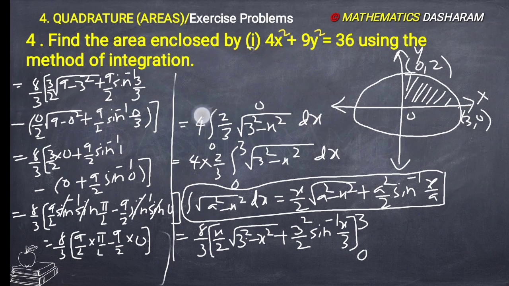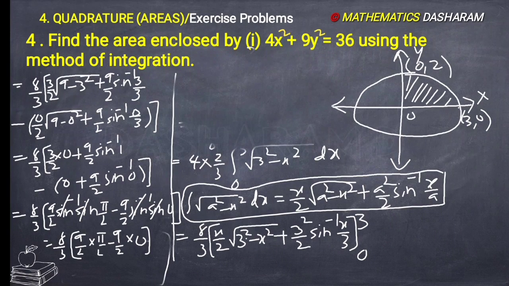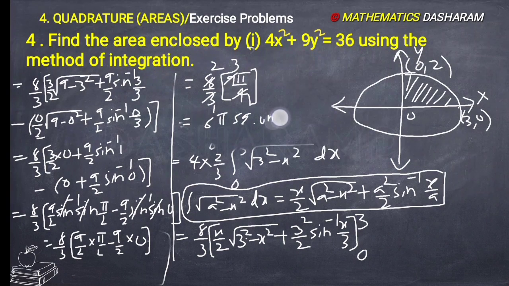So then it is equals to 8 by 3 bracket of 9 pi by 4, 2 to the 4, 9 by 2 into 0 is 0. Then it is equals to 4 1s are 4, 2s are 8, 3 1s are 3, 3 3s are 9, 2 3s are 6 pi square units is our required answer.